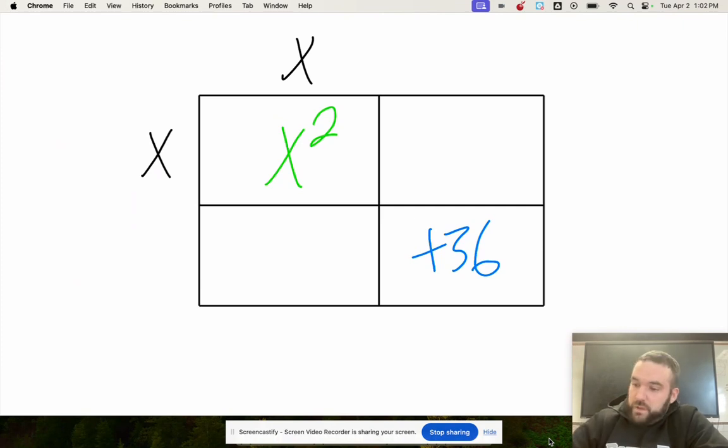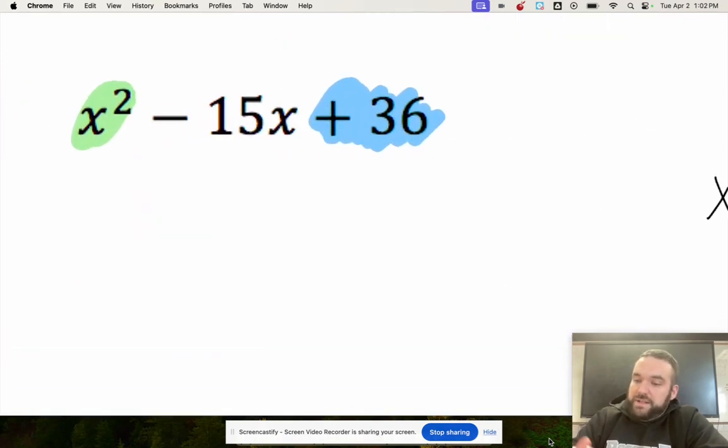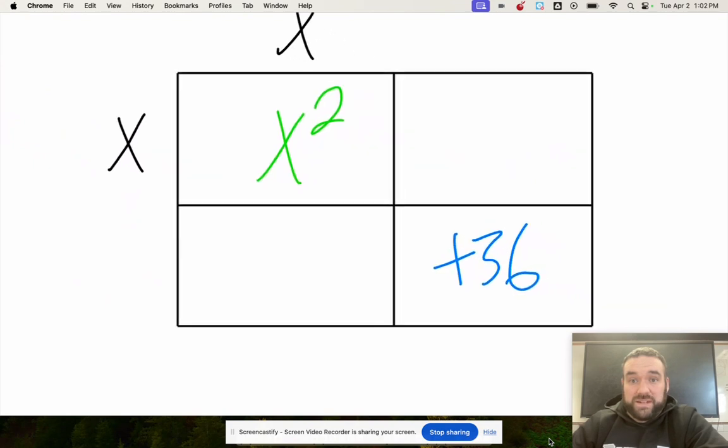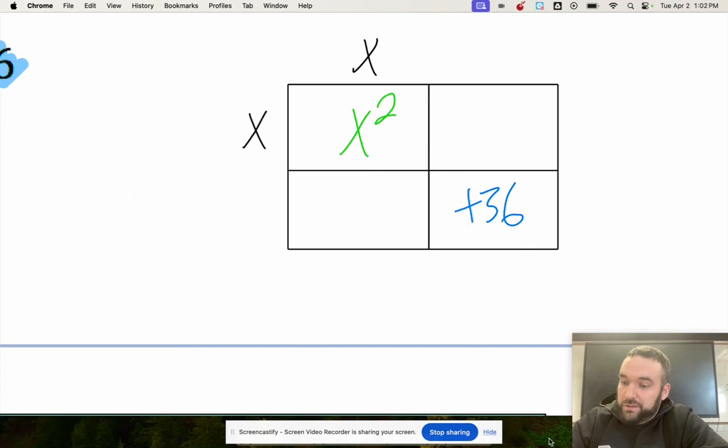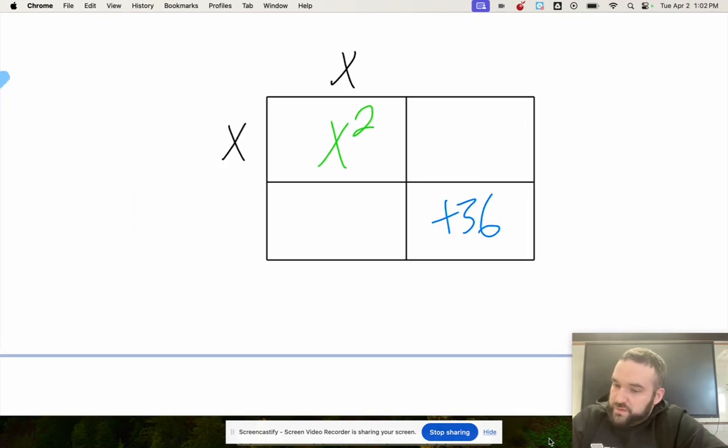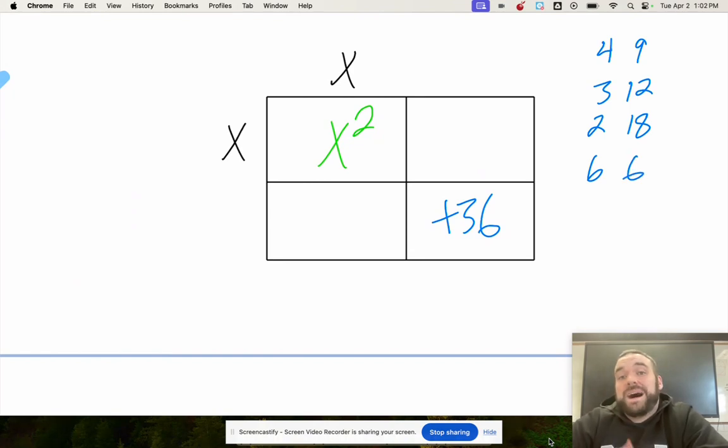2 and 18. But we know that the end goal is I need to get negative 15x when I combine those last two rectangles. When I combine this and this, I need to get negative 15x. Well, okay, we haven't dealt with a negative yet. So if it was positive 15, and if I just look at my list of factors of 36, I could go 4 and 9, I could go 3 and 12, I could go 2 and 18, 6 and 6. And if we look, I see that I can actually make positive 15.